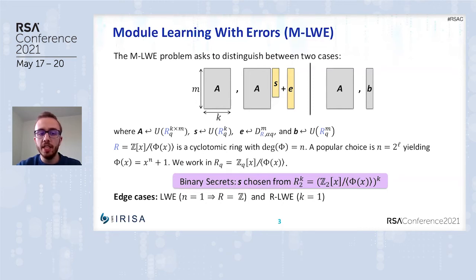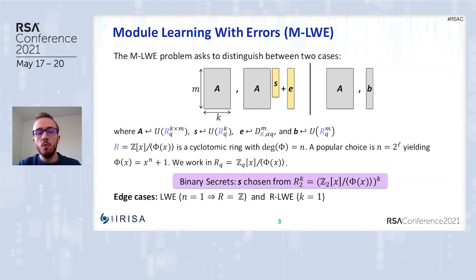The final parameter that I didn't mention is the modulus Q. All the matrices and vectors are composed of elements of R_Q, which can be seen as integer polynomials of degree less than n still, with each coefficient reduced modulo the integer Q. But what interests us today, more specifically, is the binary version of this problem. The only difference is that instead of choosing the secret vector S from R_Q, we choose it from R_2, which essentially is the set of vectors for which each coefficient is a binary polynomial of degree less than n.